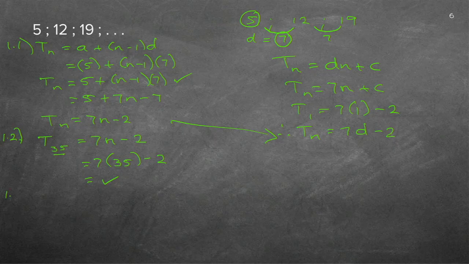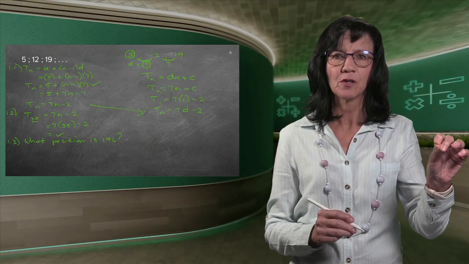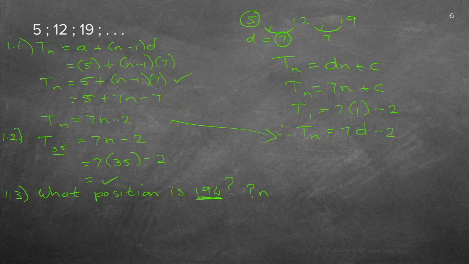Then 1.3. There they ask, what position is 194? Let's make very sure that you understand the question. What position is that 194? The position is your n, it's the number of your terms. So what are they asking you? They are asking you the n. So what is this thing that they're giving you? It could only be the t, because it's the value of that term. And remember, t for term, that represents the term.